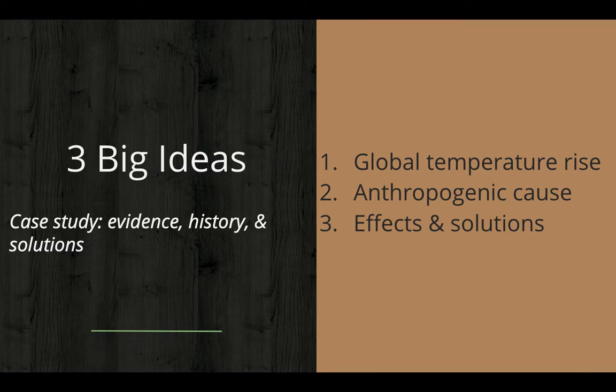So the three big ideas for this chapter are about global temperature rise, the fact that temperatures are getting warmer on the Earth, not just weather, but in terms of climate. The second big idea is that this is caused by humans, it's anthropogenic. And third, the effects of climate change, which we definitely have talked about, as well as the solutions that people propose. During the case study, you'll look at evidence for global warming, the history of international cooperation, as well as potential solutions.